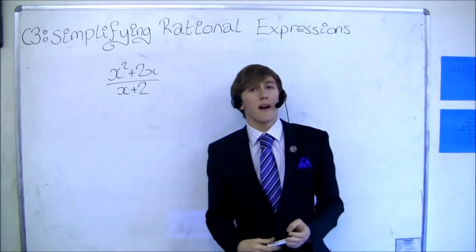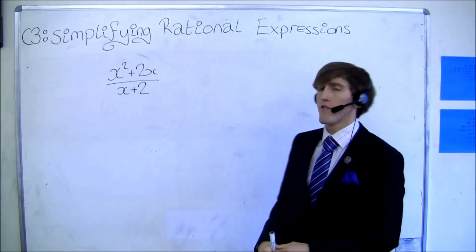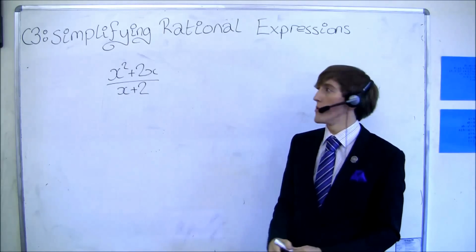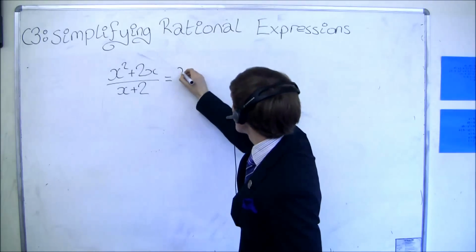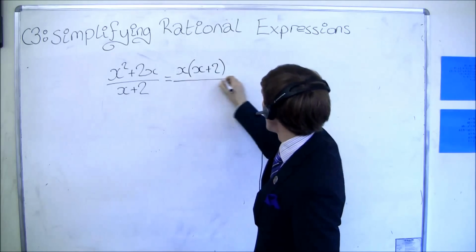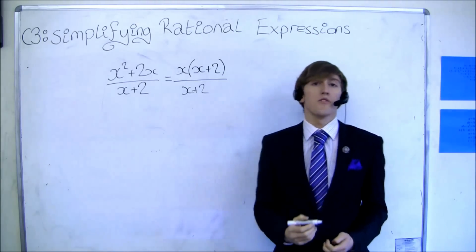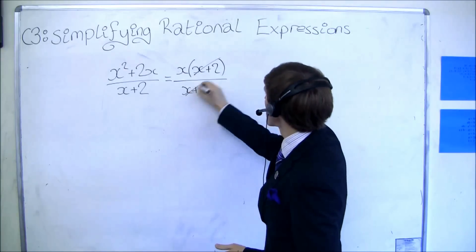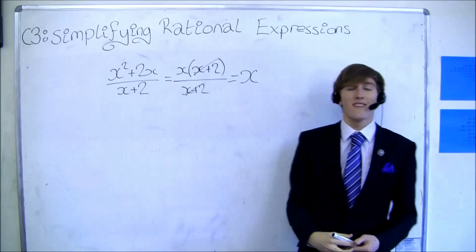The next sort of question you might get involves something like this, where you can't immediately just divide the top and bottom by the same value. What we're required to do is to factorise first of all. So, if we take a factor of x out of the numerator, we get x multiplied by x plus 2, all divided by x plus 2, and now we're able to divide top and bottom by the same value, in this case x plus 2. So they cancel, and we're just left with x as our final answer.